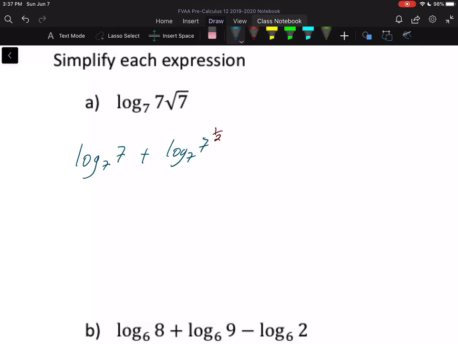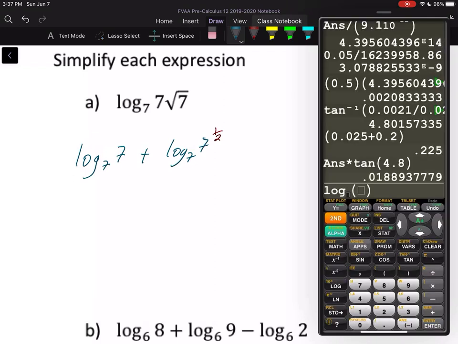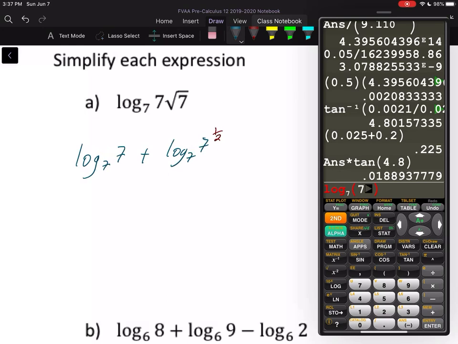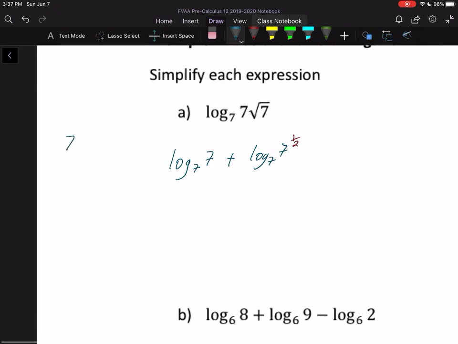Log base 7 of 7 is 1. Okay, if you want to double check that, there's a couple ways. First, you can just put it into your calculator, right? Log base 7 of 7. You can also think about putting it back into exponential form. You have 7 to the x is equal to 7. Well, of course, x is equal to 1. And so either way, you're getting your answer. So this becomes a 1. And then plus, now, of course, this is going to come up to the front. It's going to be 1/2 times, and then again, log base 7 of 7 is equal to 1. So 1/2.